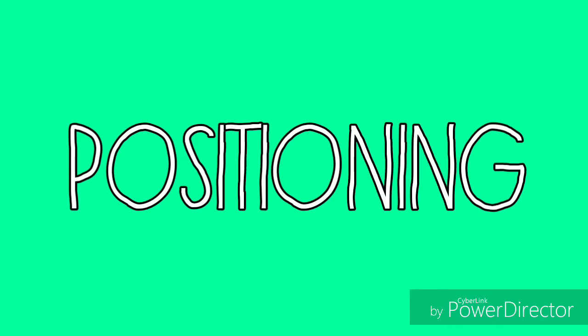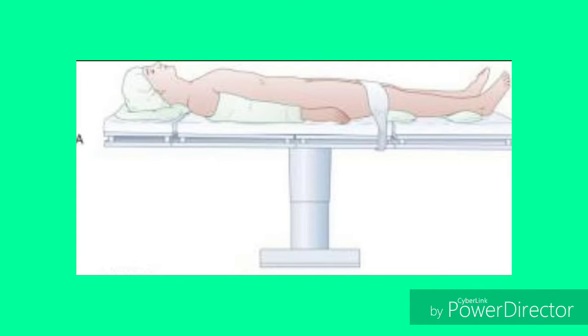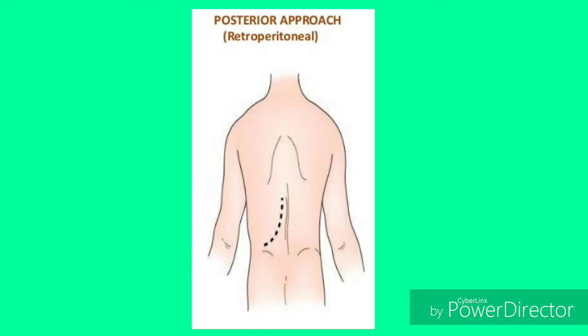There are 3 different positions that the patient can be placed in for this type of procedure. The patient can be placed into a lateral position, a supine position, or a prone position. And normally the patient is given general anesthesia with all 3 of these positions for this type of procedure.